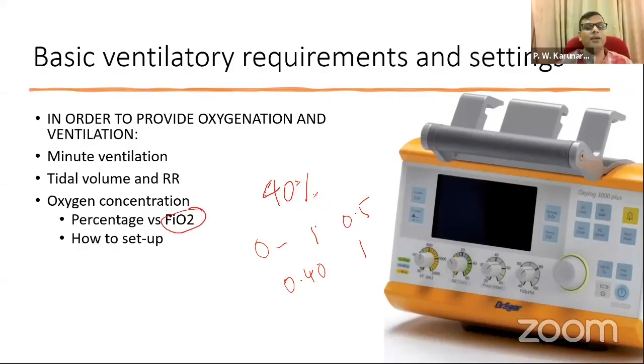So FiO2 is important in certain calculations. If somebody says PF ratio, PaO2 to FiO2 ratio, this is what you use. You use this value rather than 50%. But it's the same idea, percentage and FiO2. For example, in this ventilator, it says FiO2 from 40 to 100.